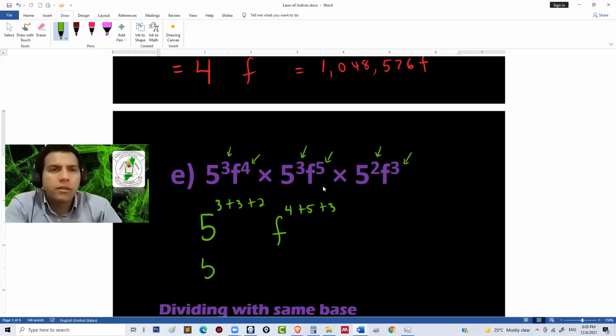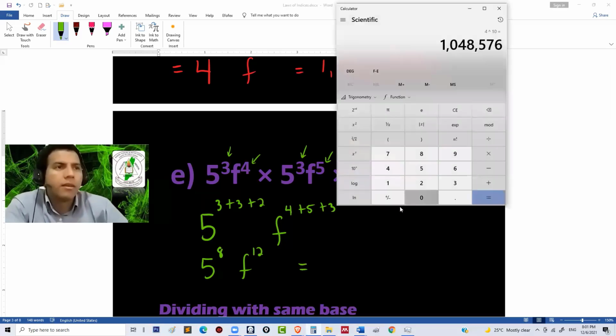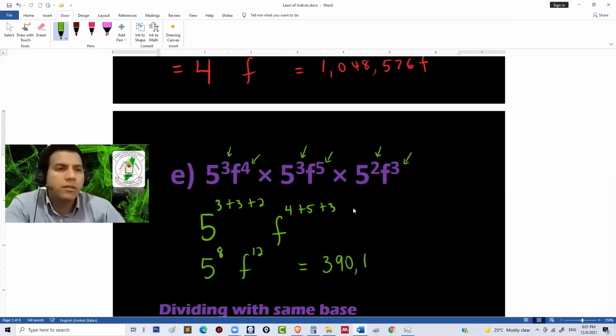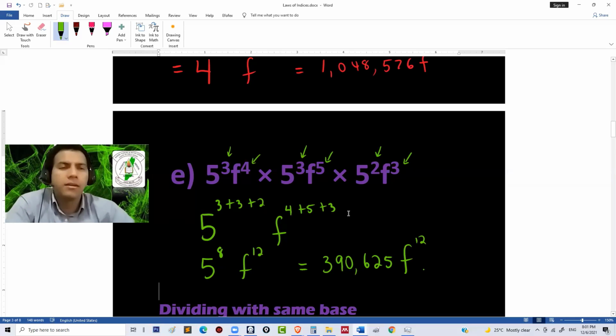So that gives us 5. 3 plus 3 is 6. 6 plus 2 is 8. And the f is raised to 4 plus 5, which is 9. 9 plus 3 is 12. Now we want to find 5 power 8, which is 390,625. F power 12. So that is multiplying with the same base.